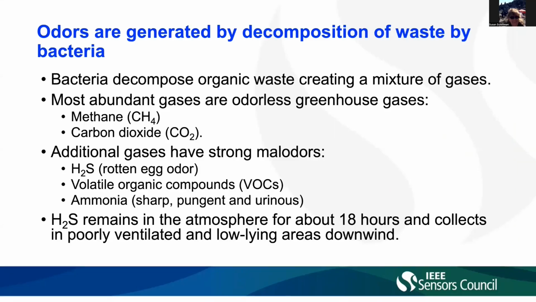Odors are generated by the decomposition of waste by bacteria. These bacteria decompose the organic waste and create a mixture of gases. The most abundant of these gases are greenhouse gases, namely methane and carbon dioxide. But additional gases are also emitted that have very strong odors. Examples are hydrogen sulfide, which has a rotten egg smell, many volatile organic compounds, and ammonia, which is sharp, pungent, and urinous. Some people say cat urine.